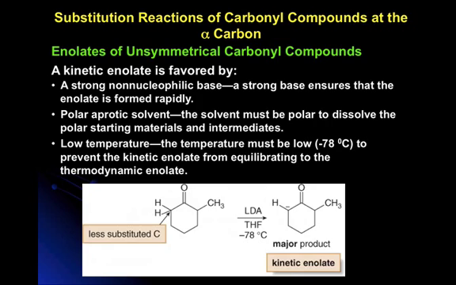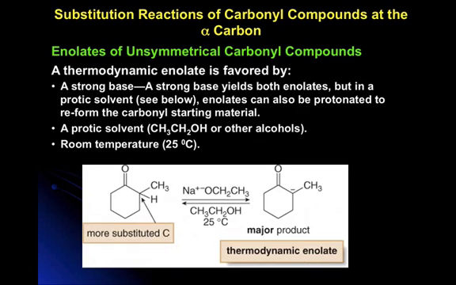Okay? So the kinetic enolate is generated very, very quickly at low temperature, and we need to use it very, very quickly. Because if it warms up, it will equilibrate to the thermodynamic enolate. So very, very important that you keep that in mind. To generate the thermodynamic enolate, we need a strong base, but not as strong as for the kinetic. We need a polar protic solvent, and we need room temperature or greater.